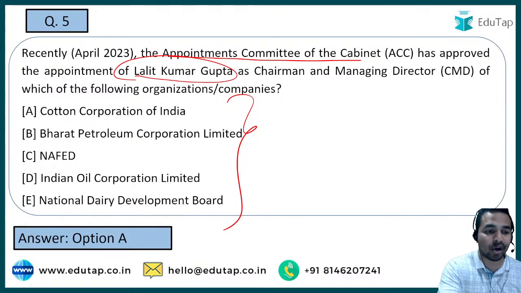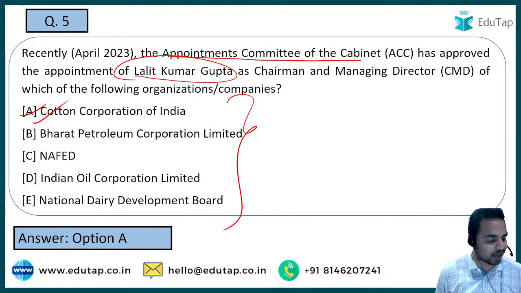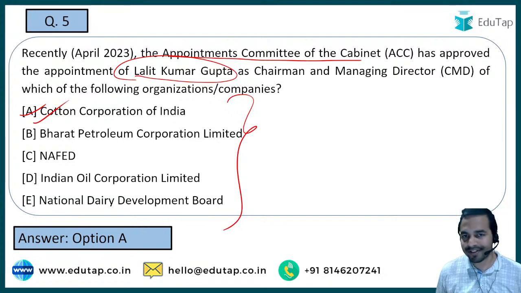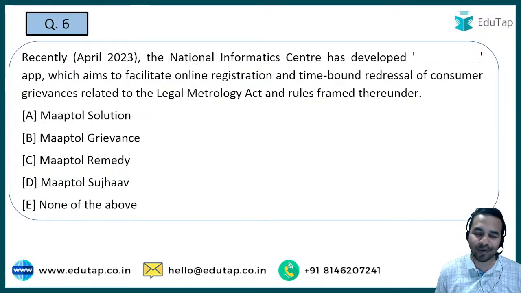The right answer is option A, that is Cotton Corporation of India. And here I can see that all of you have given the right answer: Sapna, Aishwarya, Nishi, Abhishek, Parth. So all of you have given the right answer. I'm really glad to see this. Now let's move on to the next question.